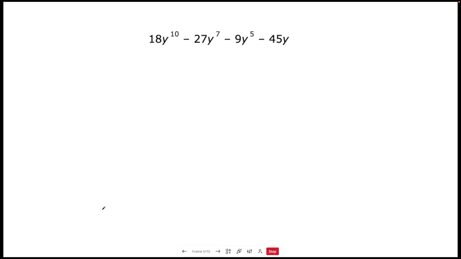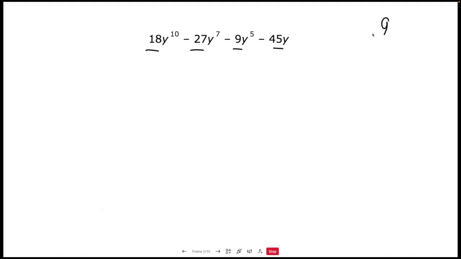All right, now there's a little bit longer of a problem. The good news is we still apply the same rules, okay? And a little bit of a shortcut here: always check for these big numbers, right? You've got 18, 27, 9, 45. My suggestion would be to only factor the smallest number.